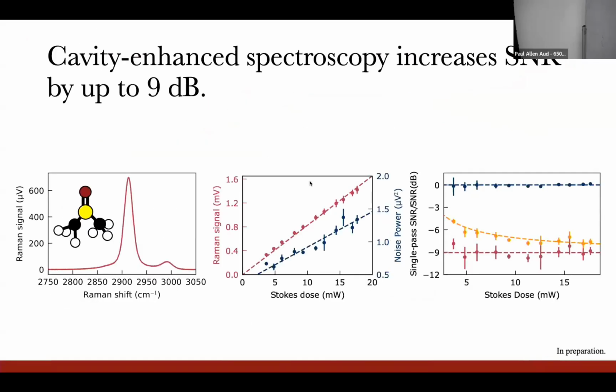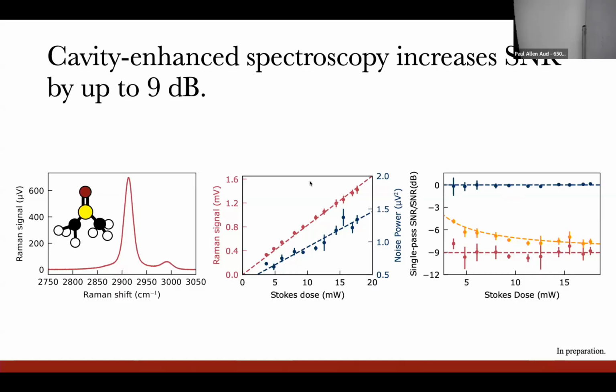So we validate the performance of this instrument in spectroscopy. So here's our molecule DMSO again, right? And we're focusing on that carbon-hydrogen stretching region. You can see here the symmetric and the anti-symmetric modes. And then as you'd expect for a shot noise limited measurement, as we just increase the dose that the sample is seeing, my signal goes up linearly, and so too does the noise power.